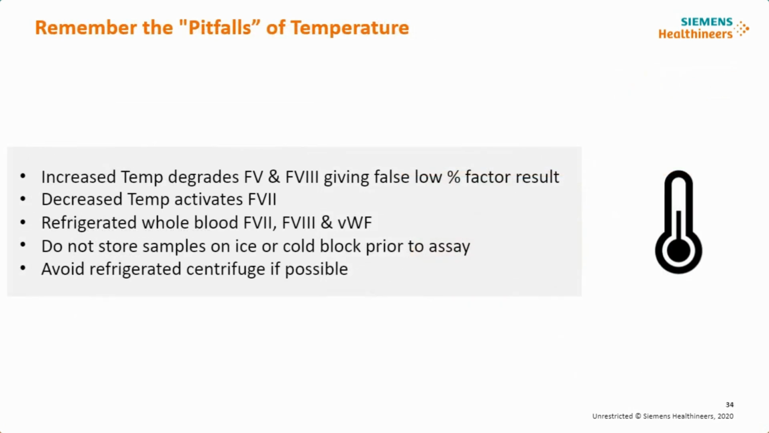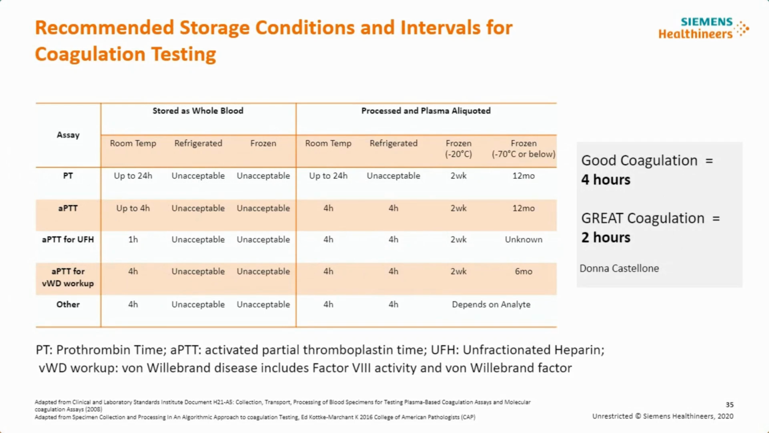Because we know that temperature can wreak havoc on some of these coagulation proteins. Increased temperature, for example, can degrade some of our coagulation factors. Refrigeration of whole blood can cause active factors to go up. So there's a number of things that we have to take into consideration. And again, that same comment that talks about good coagulation, 4 hours, great coagulation is 2 hours, is important. Because depending on how the sample is sent to the laboratory, whether as whole blood or processed as plasma, different temperatures can affect the samples.